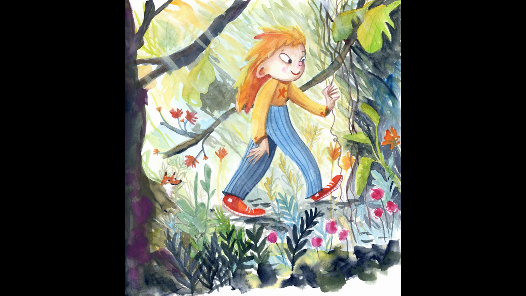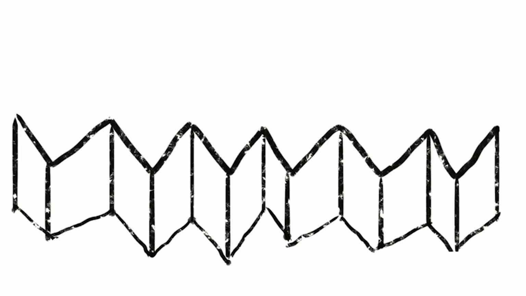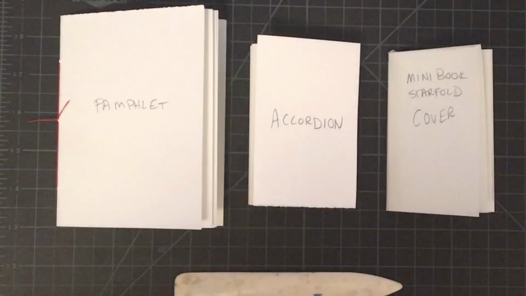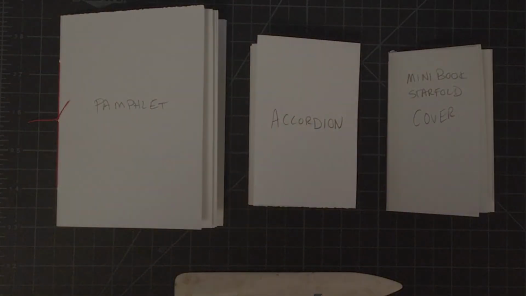I decided to use the accordion fold format because I want to tell the story of the deep sea, and I thought it would be cool to create a really long vertical format that shows all the way from the surface of the sea to the deepest depths. You might want to do something similar if you think a certain type of book format fits your idea best.